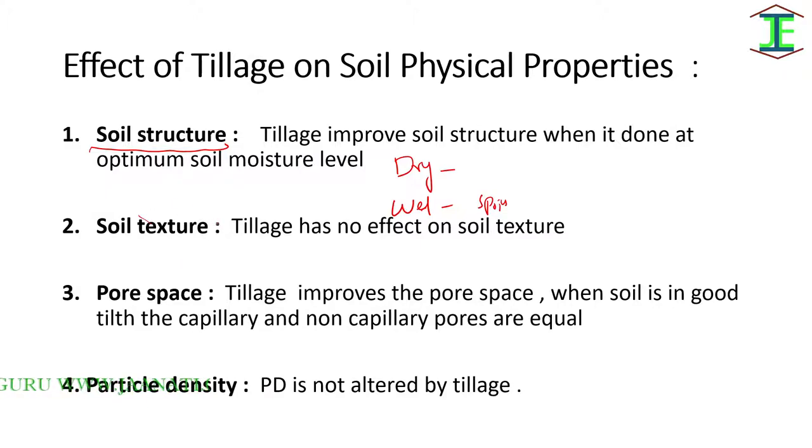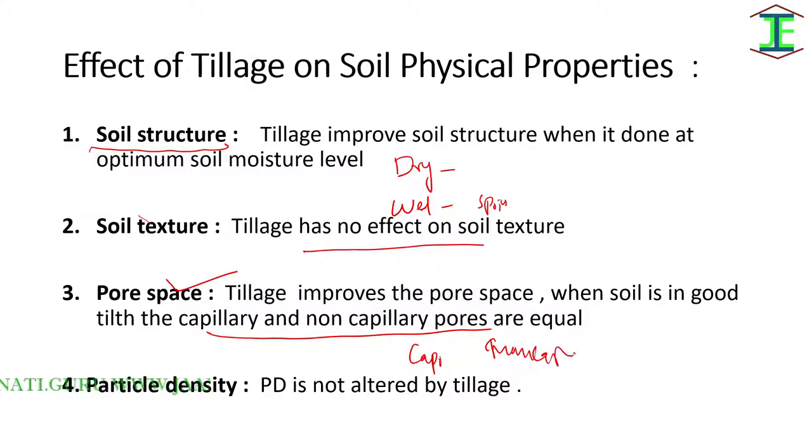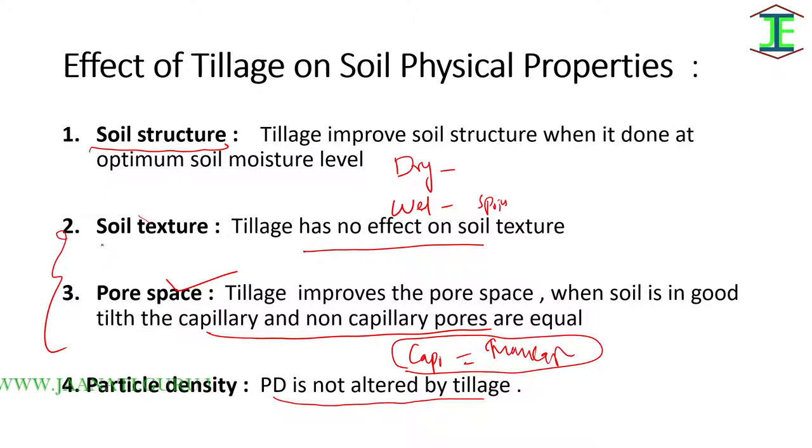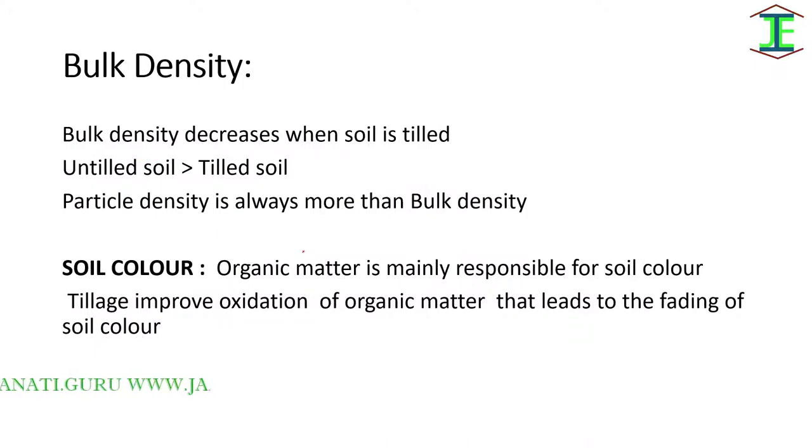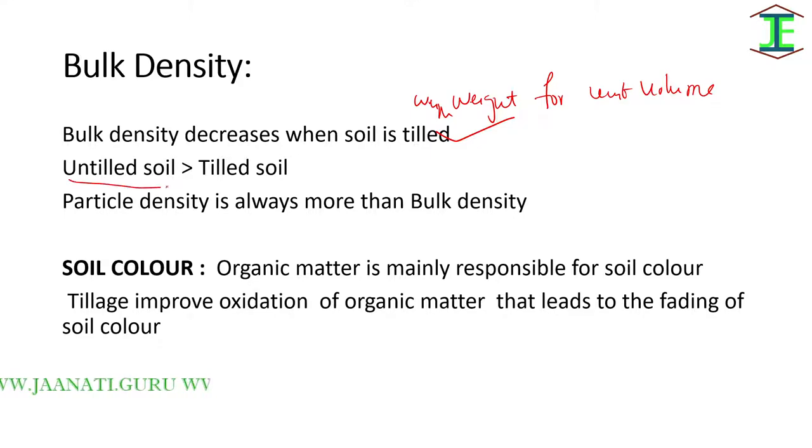Next is soil texture. Soil texture is not affected by the tillage operations. And then next is pore space. Tillage improves the pore space. When the soil is in good tilth, the capillary and non-capillary pores are equal. When they are equal, the tillage is good. Next, particle density. Particle density is also not altered by the tillage operation. So these two are important: soil texture and particle density are not altered by tillage operations. Next is bulk density. Bulk density is weight per unit volume. When we till the soil, bulk density decreases. Untilled soil has more bulk density than tilled soil, and the particle density is always greater than the bulk density.